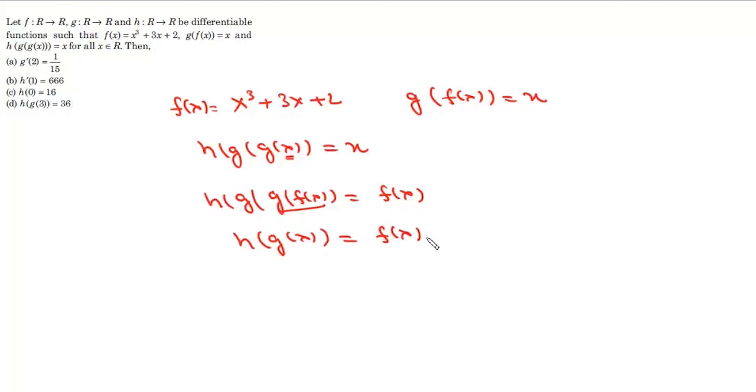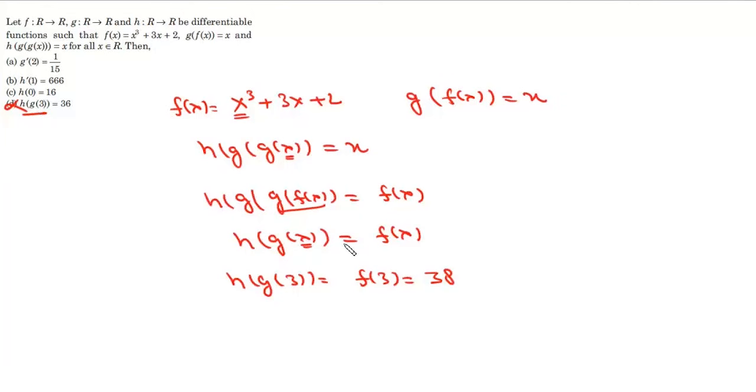Now we have to find h of g(3), then h of g(3) will be simply f(3), and f(3) is 27, 27 plus 2, 29, 29 plus 9, 38. So this is 38. That means this option D is incorrect.